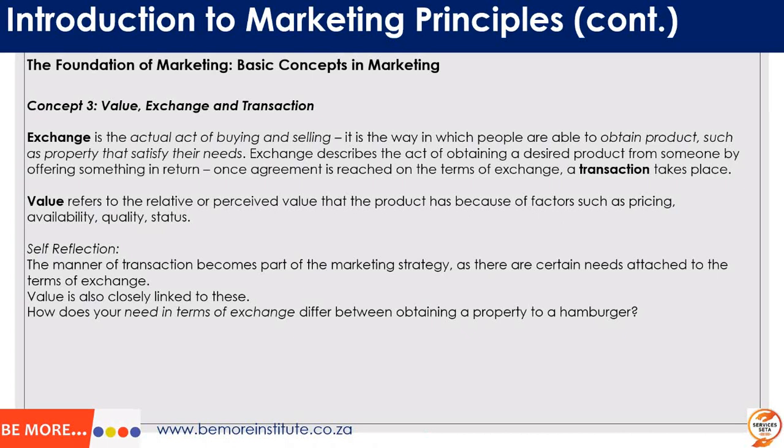The manner of transaction becomes part of the marketing strategy as there are certain needs attached to the terms of exchange. Value is also closely linked to the manner of transaction. And how does your need in terms of exchange differ between obtaining a property and a hamburger? Like we just said, what value are you deriving from a property compared to the value that you're going to derive from buying a hamburger?